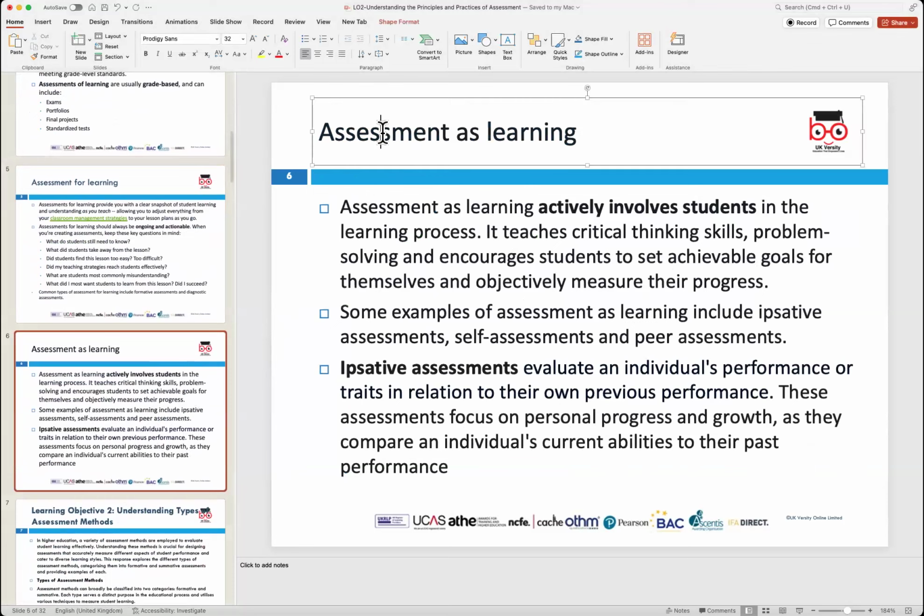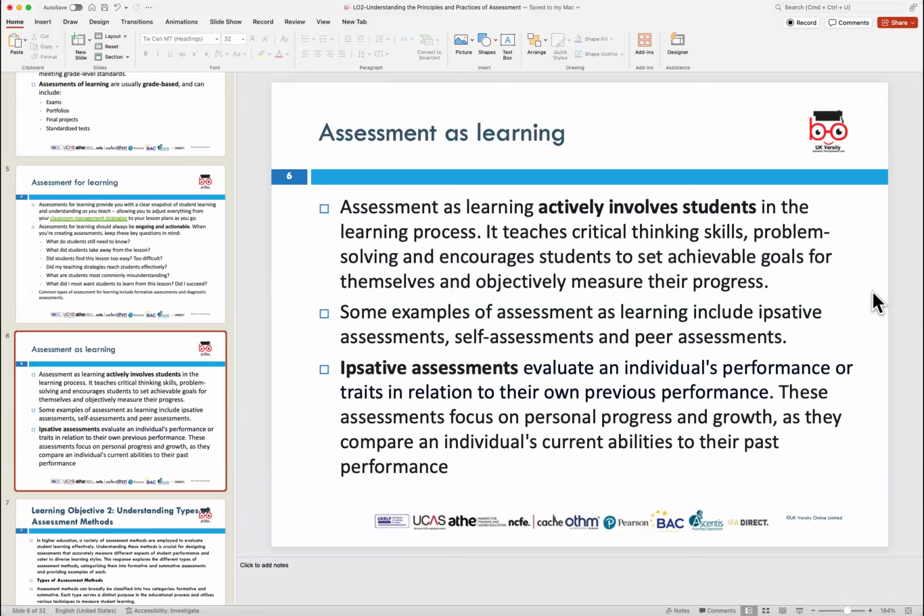The third one that we are looking at is assessment as learning. Here, assessment as learning involves active participation of students in the learning process. This is going to be focused on helping the student learn problem-solving skills and critical cognitive skills, and they would then be attributed to a certain set of goals that they need to achieve, and this progress is going to be measured to see if they are going to achieve that particular goal or not.